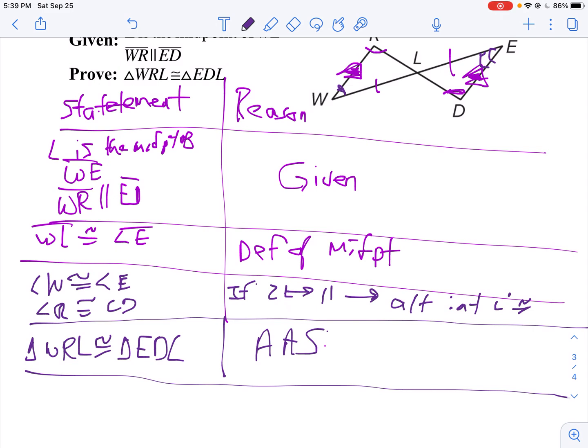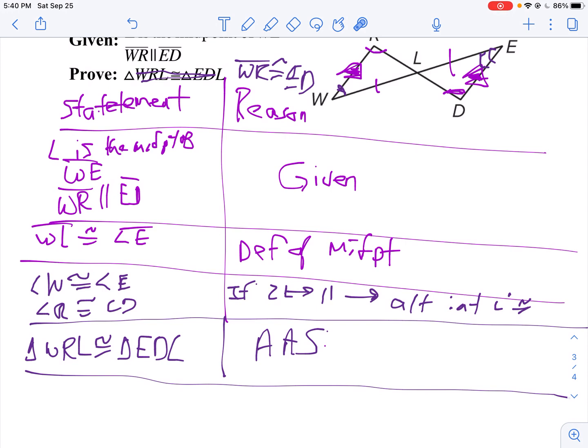Now that you've got these triangles congruent, they might ask you something else. Let's say I'm going to add on to this. We're done with this proof, but now I've got a different problem. Let's say it's all set up. Only this time, instead of proving the triangles are congruent, I want you to prove that WR is congruent to ED. Well, guess what? We do the proof the same exact way.